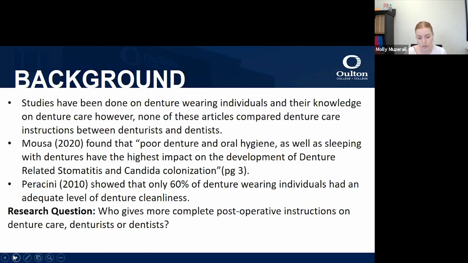So Musa from 2020 found that poor denture and oral hygiene, as well as sleeping with dentures, have the highest impact on the development of denture-related stomatitis and candida colonization. And Parasini from 2010 showed that only 60% of denture-wearing individuals had an adequate level of denture cleanliness. So for our research question, we wanted to determine who gives more complete post-operative instructions on denture care, denturists or dentists.